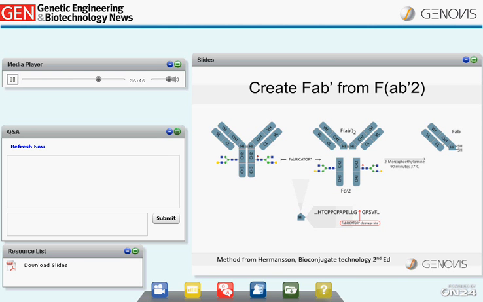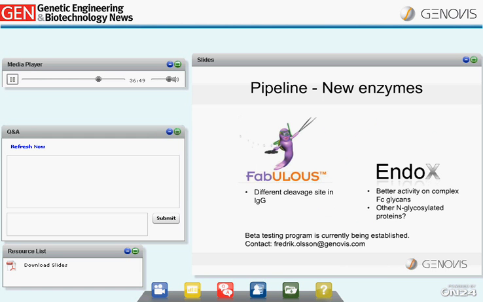binding to the antigen. And a few words about our upcoming enzymes. Currently, we have 2 additional enzymes in our pipeline that are approaching market introduction.